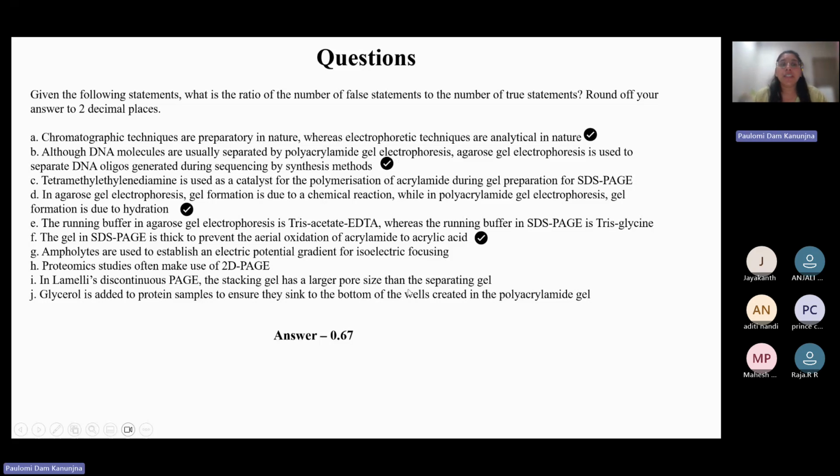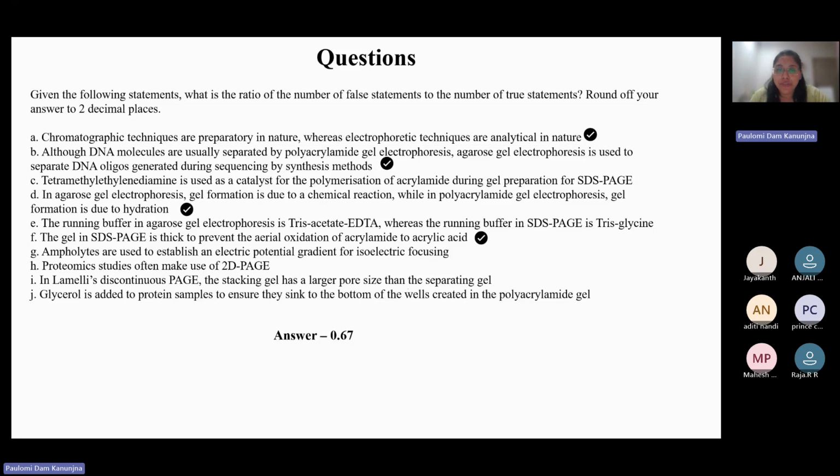Now C, which says TEMED is used as a catalyst for polymerization of acrylamide in SDS PAGE, is a correct statement. If you prepare SDS PAGE, there are components. The matrix, polyacrylamide gel electrophoresis, is basically a matrix formed due to polymerization of acrylamide and bisacrylamide. So that polymerization is facilitated by TEMED. So this is a correct statement.